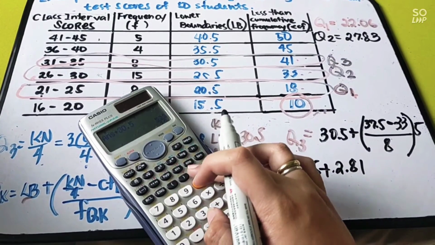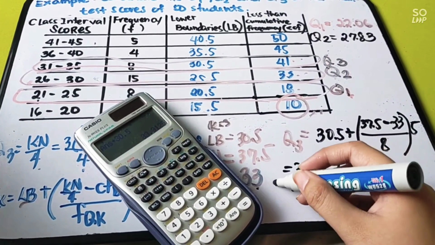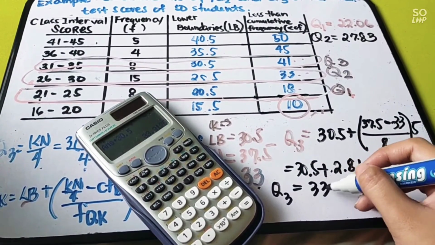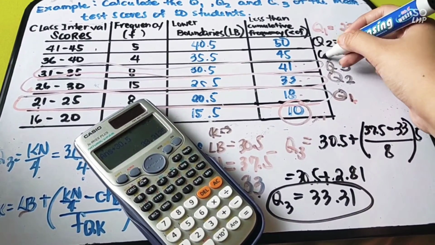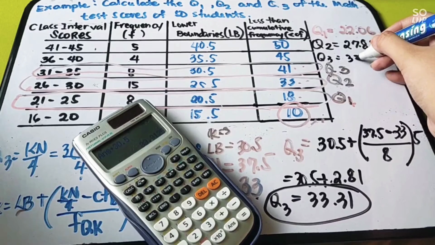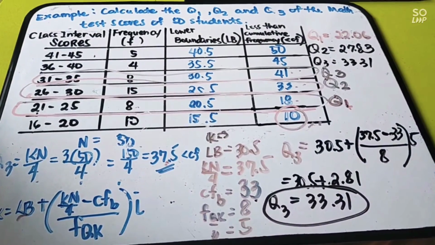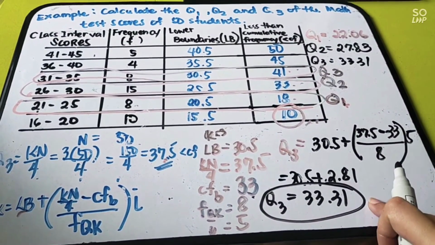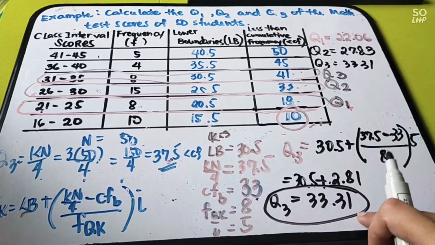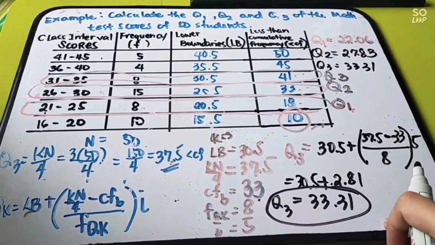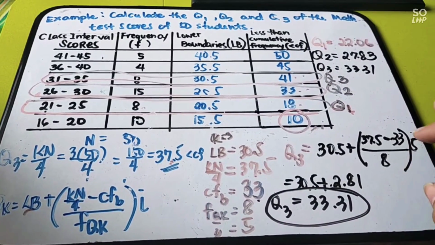Okay, so ang sagot po ay 33.31. So, our quartile 3 is 33.31. Meaning po, ibig sabihin, we have 75% of the students got a score of 33.31 or below 33.31. Is it clear? So, that is how you will find quartile 1, 2, and 3.